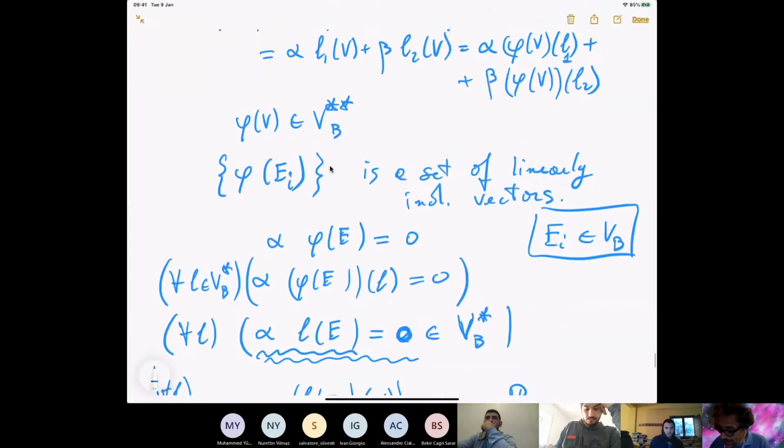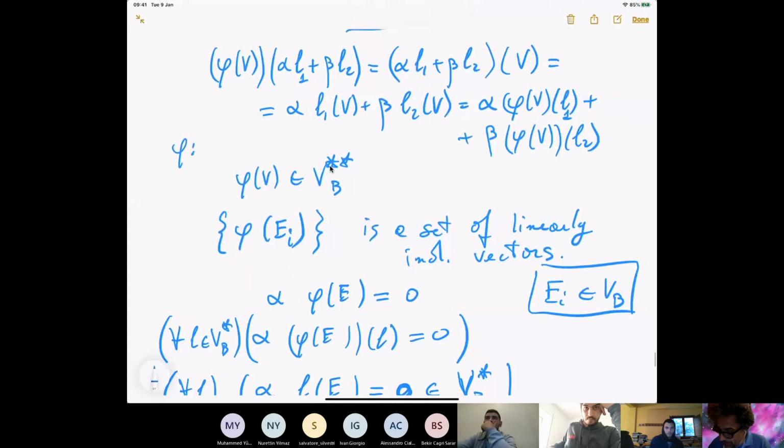We are inventing a mapping phi from VB into V star star B. So I must have here a vector in VB. E I up is a covector. So everybody should jump on his chair if I write I at the top.